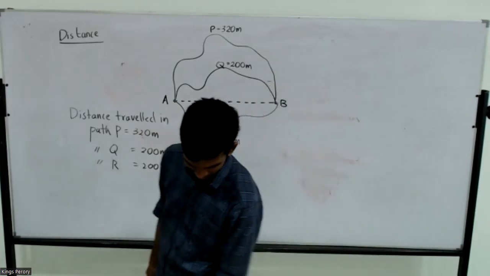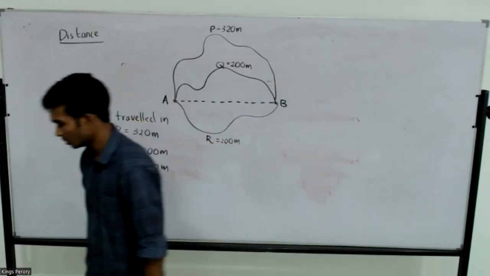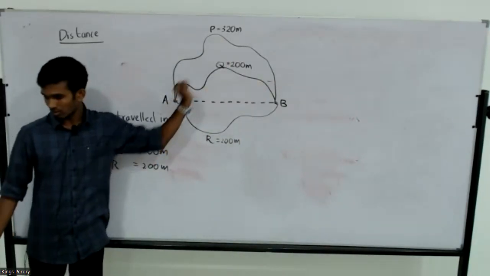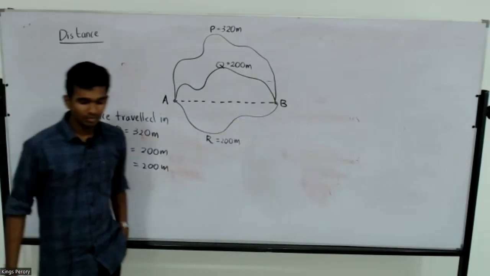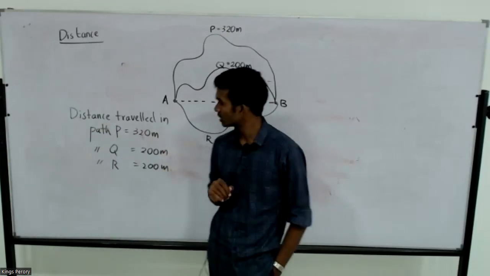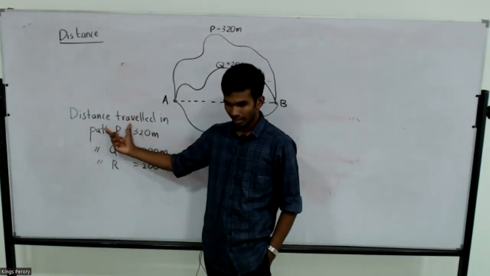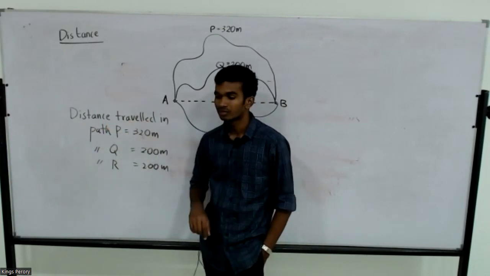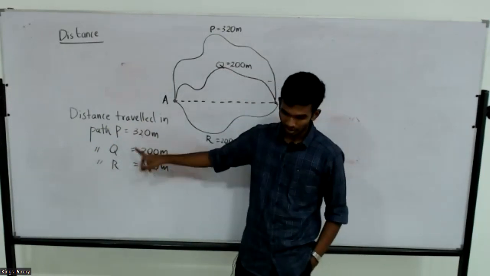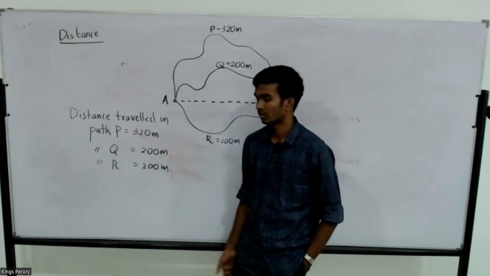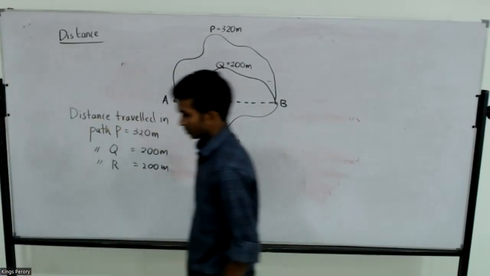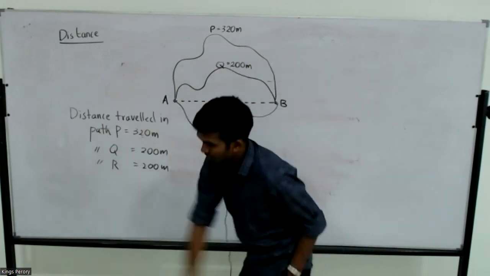In the tute, now those who don't have a tute, quickly draw like this. And now those who have the tute, quickly write down. In the tute, you have distance of path. Those who don't have the tute, write this: distance traveled in path P is given. You all feel it. Path P how much? 320. Path Q 200. Path R 200. Fill it. Those who don't have the tute, write this full thing. Okay, quickly write.